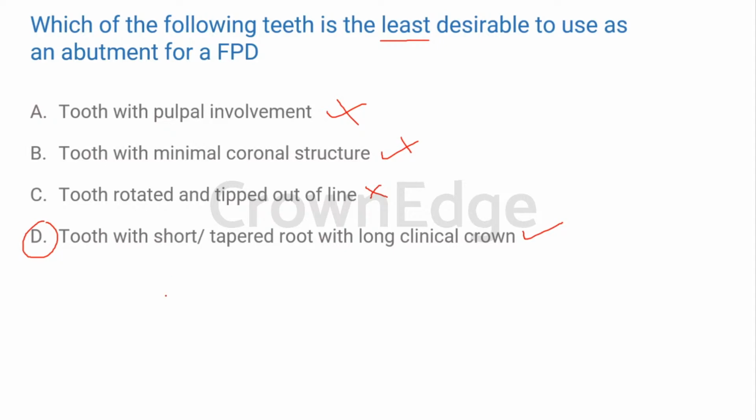But a tooth with a short taper, I have a long crown, but I have a short root. So you can understand how much the lever mechanism is going to play. Anything you cement here will cause the removal of the tooth. So as we all know, the crown-root ratio is what you have to understand to answer questions like this.